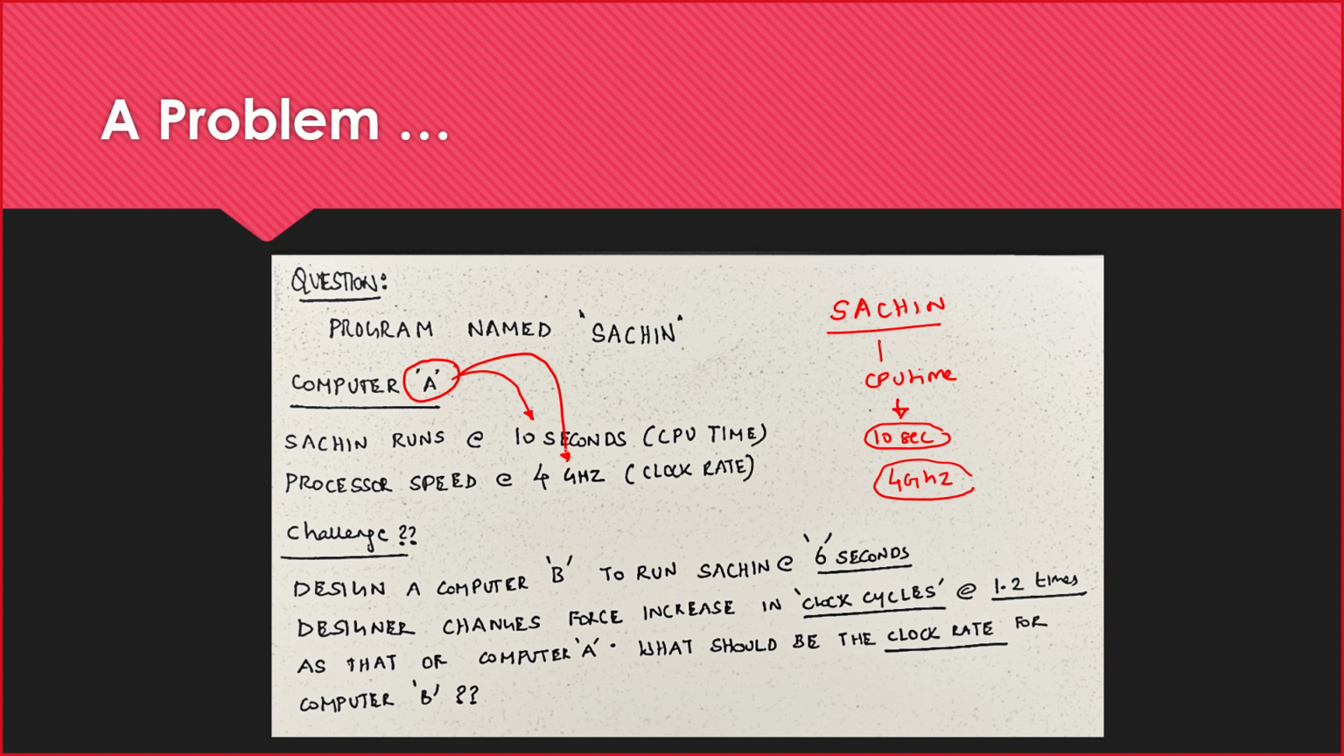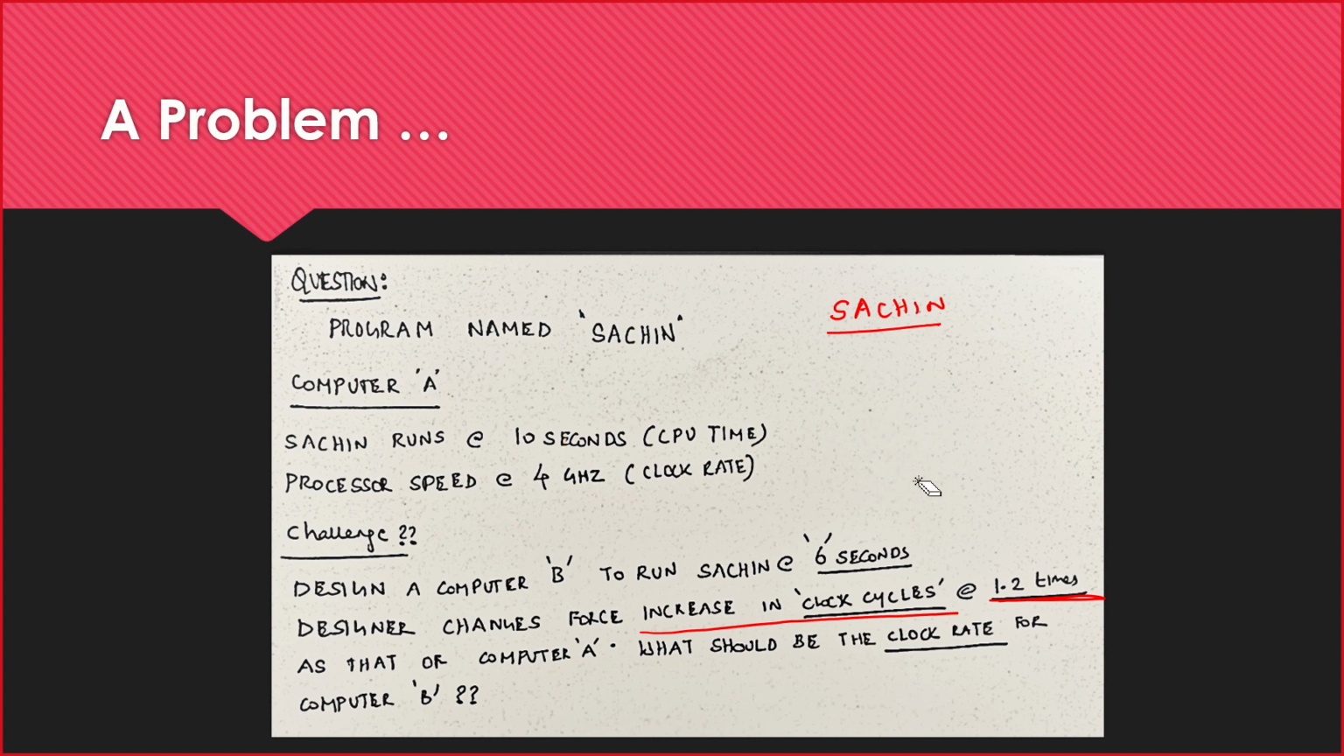Now, the challenge is to design a computer B. We need to design a computer B where Sachin is expected to run in 6 seconds, and we need to find out what exactly the clock rate is. But they have given the question with an option. Please find that there is an increase in the clock cycles by 1.2 times. This change, which makes Sachin run in 6 seconds, demands a change in the clock cycles to 1.2 times. Do you understand the question? Let me repeat it once again so that you can understand it clearly.